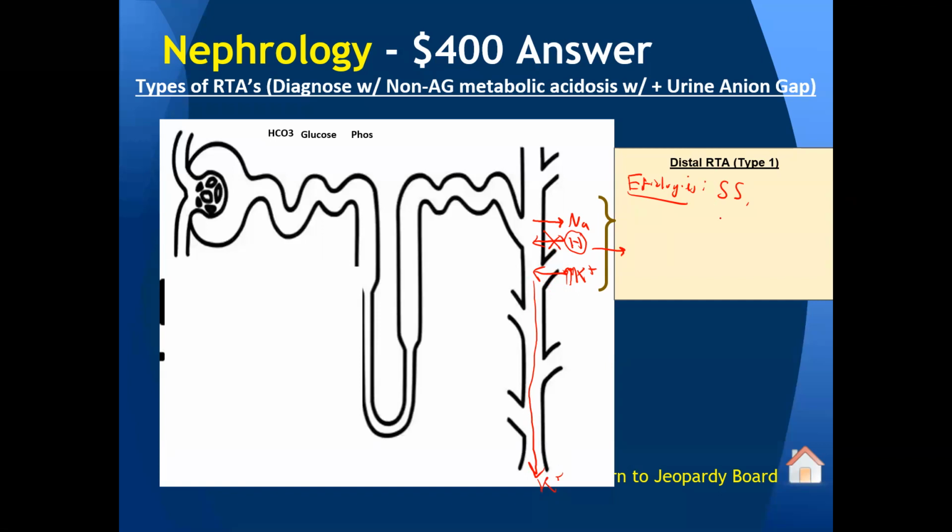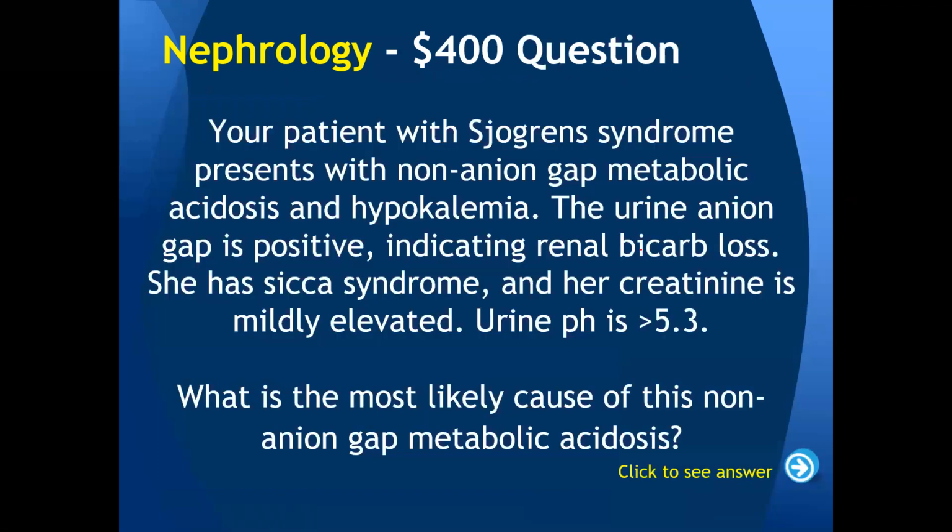And then for diagnosis of this, you need to do a urine anion gap as well. The one thing here is that the urine pH is greater than 5.3, which might help you a little bit.